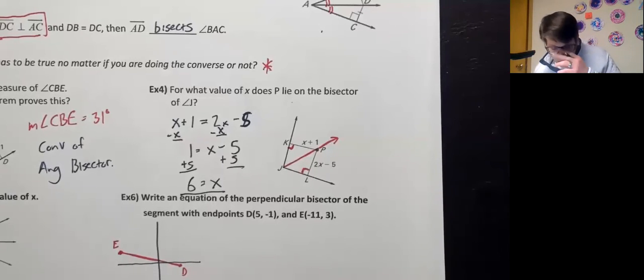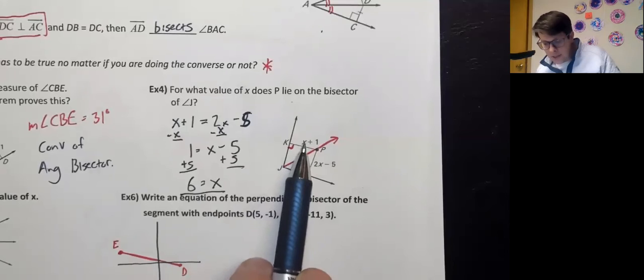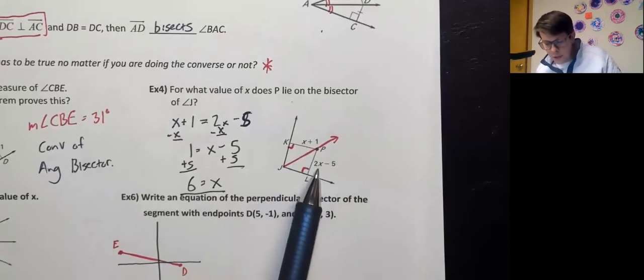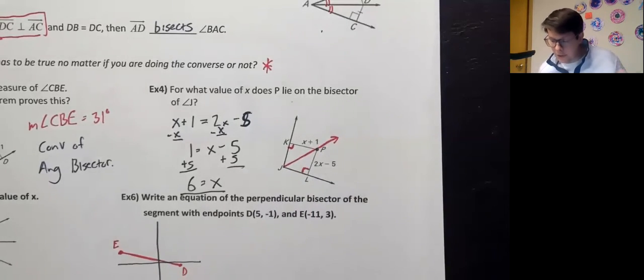Now, if you do want to check your work, you can find that distance pretty quickly and easily by taking your 6 and plugging in here. 6 plus 1 is 7. 2 times 6 is 12, but minus 5, you're back to 7.